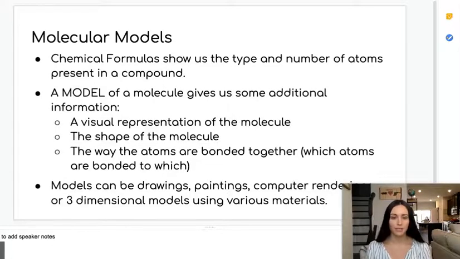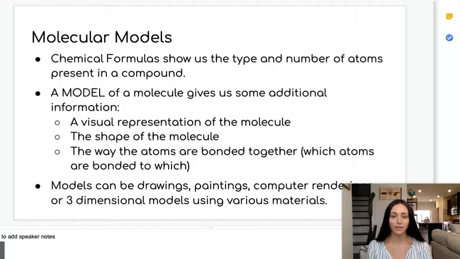As we know from previous lessons, the chemical formulas of a compound show us the type and the number of atoms that are present in a molecule of that compound. However, there are several pieces of information about the compound that the chemical formula alone does not give us. That is why we use models as representations of the compounds. The models give us the following information.